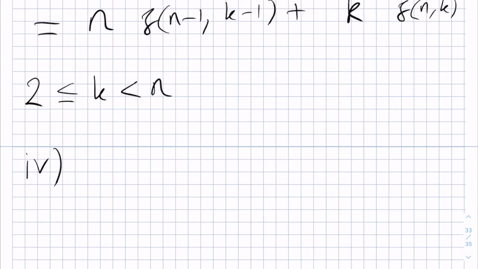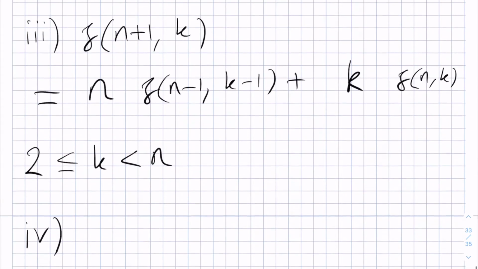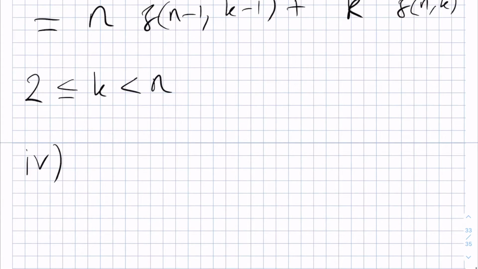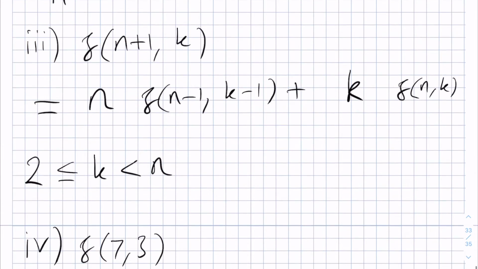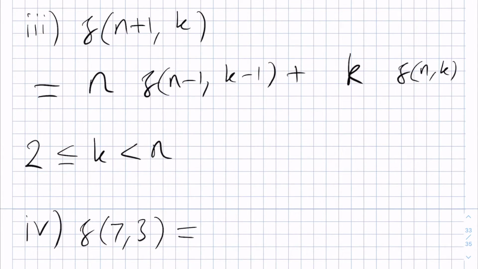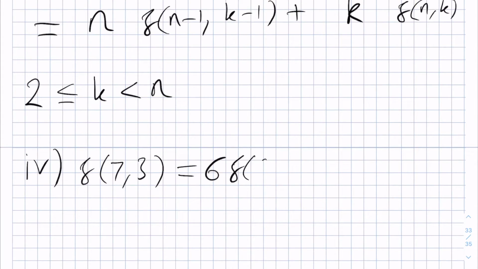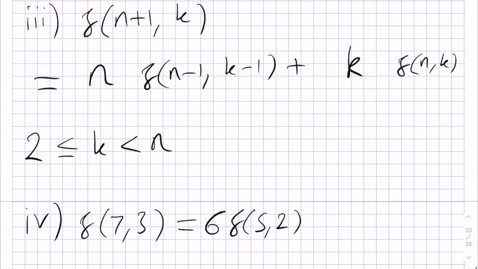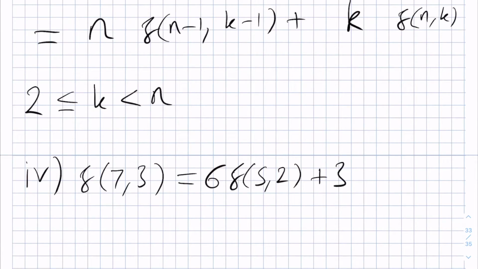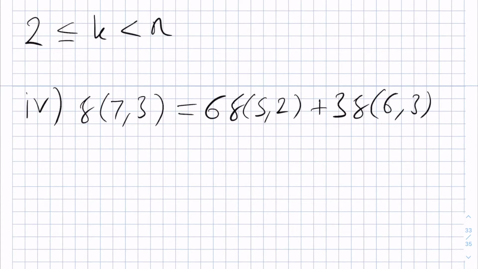We can do this by repeatedly applying the above equation to f(7, 3). If we apply this once, then we'll get 6 f(5, 2), since k plus... 2 plus k is 3, and then f(6, 3). Then we can apply this equation again to find each of these things separately.